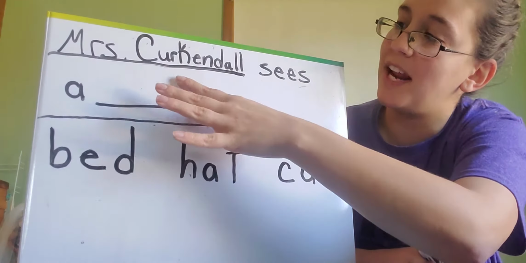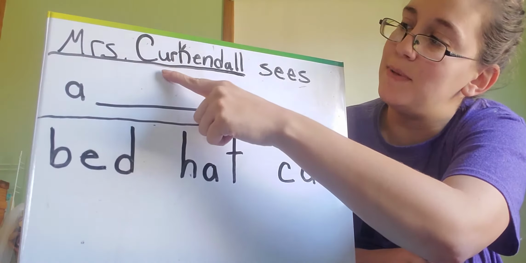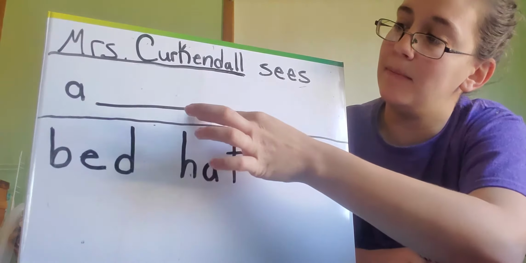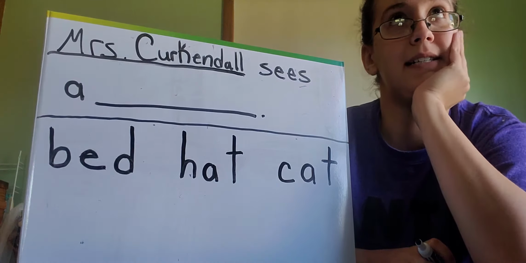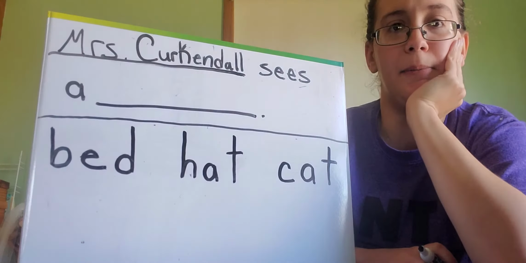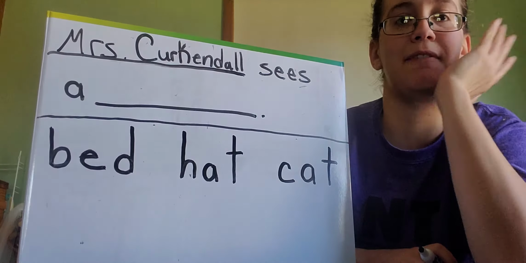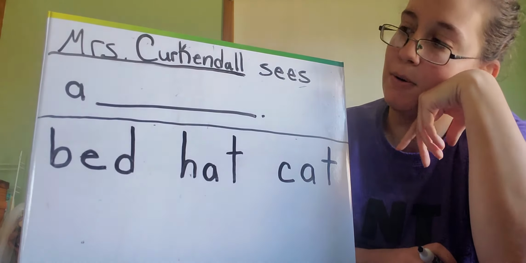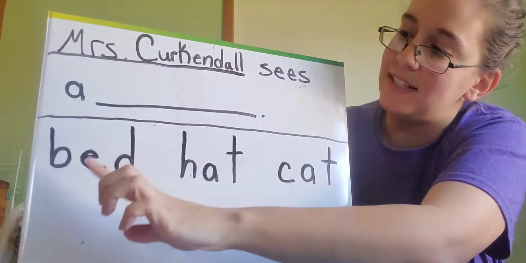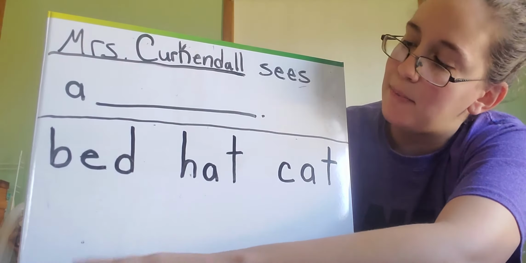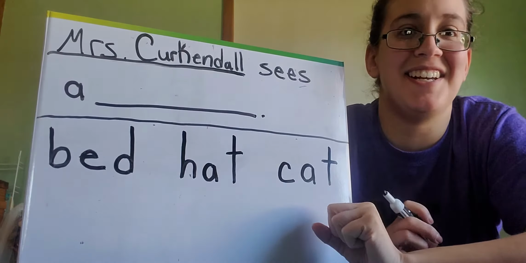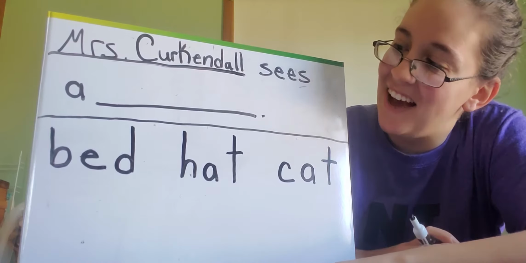So you're going to say your name. Again, I used Mrs. Kirkendall sees a blank. I'm going to think about some things that I see in my room, and I'm also going to talk about some of the things that Fred saw in his room. Before we do our sentence, I want to go over those words. I found a few words that we can stretch in those. That's really exciting, isn't it?